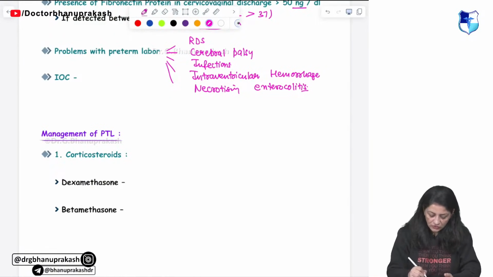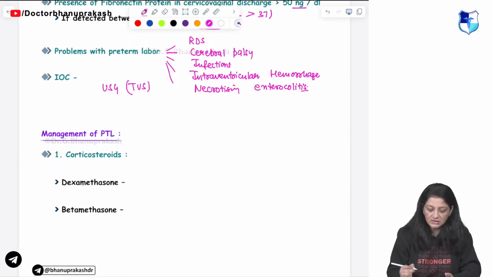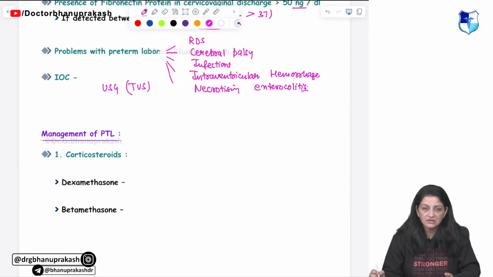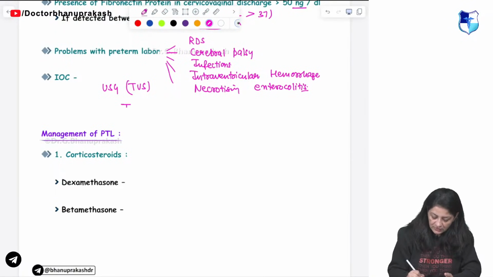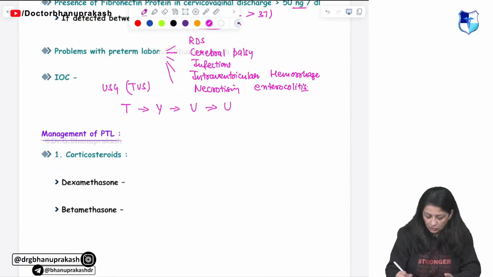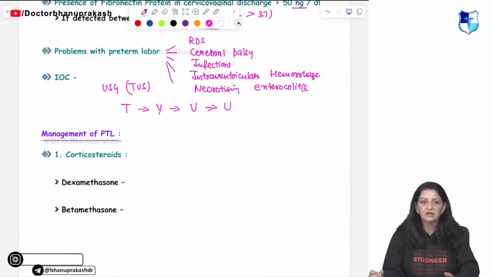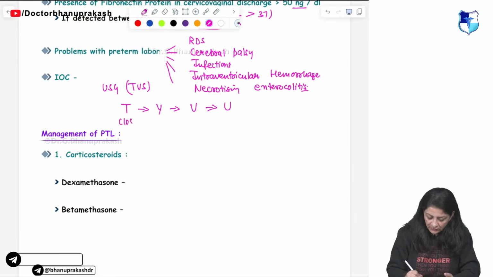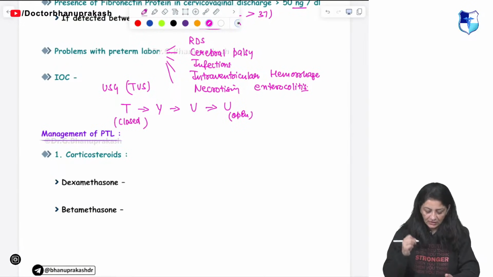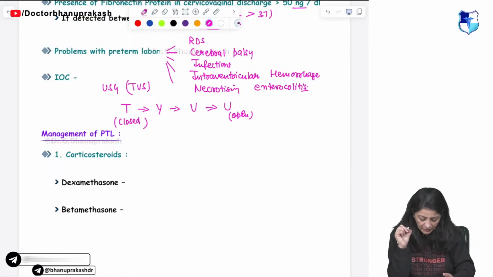So investigation of choice, ultrasound TVS, to check the dilatation of cervix. Funneling of internal os. Shape of the cervix goes from T to Y, then V, then U shape. T shape means closed cervix. U shape means open cervix. Investigation of choice, ultrasound TVS.